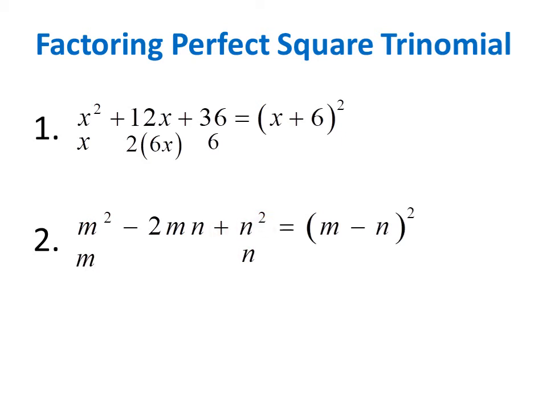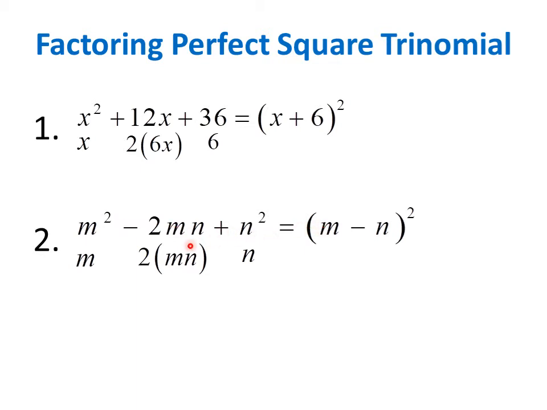Yes, that's n. Next question: is the middle or second term twice the product of the square roots? Let's multiply m and n, that's mn, times 2, we get 2mn. Therefore, this is a perfect square trinomial.